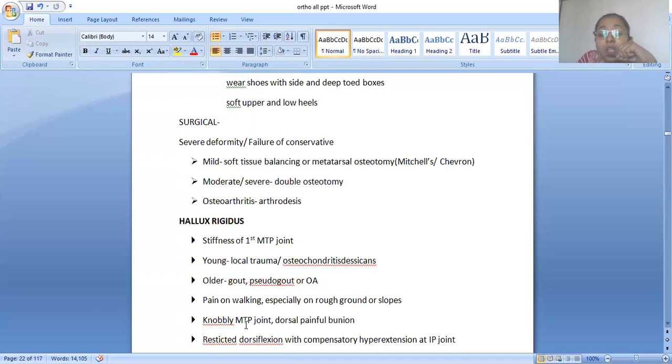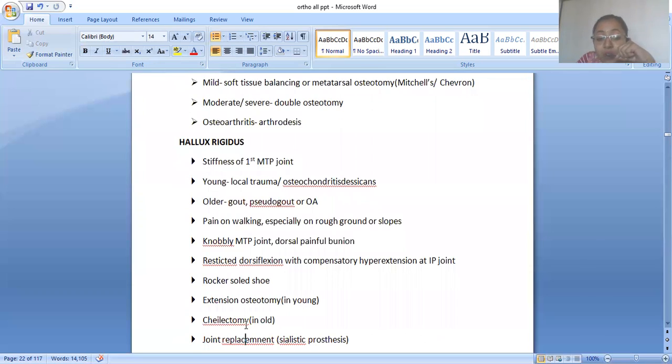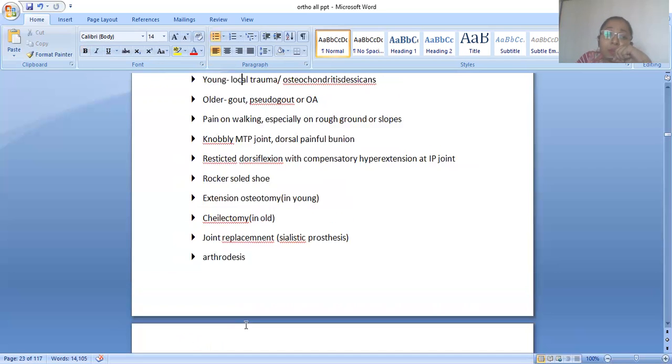Normally a metatarsophalangeal joint or dorsal painful bunion will be present there. Restricted dorsiflexion with compensatory hyperextension at the interphalangeal joint will be seen, and rocker sole shoes will be used. Extension osteotomy is done in young patients, and cheilectomy is done in older patients. Joint replacements are sometimes done with a silastic prosthesis, and arthrodesis is also a choice of treatment.